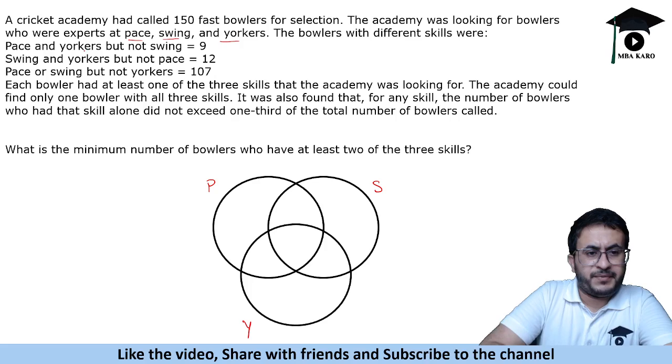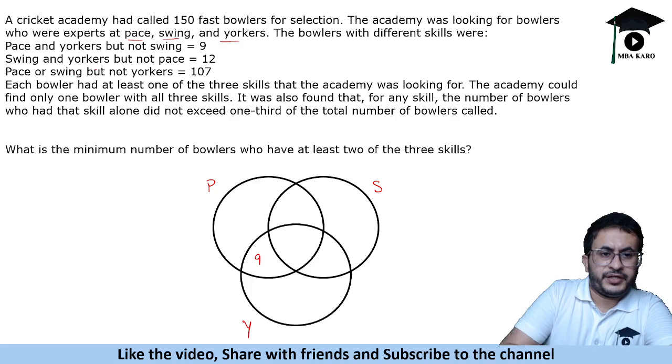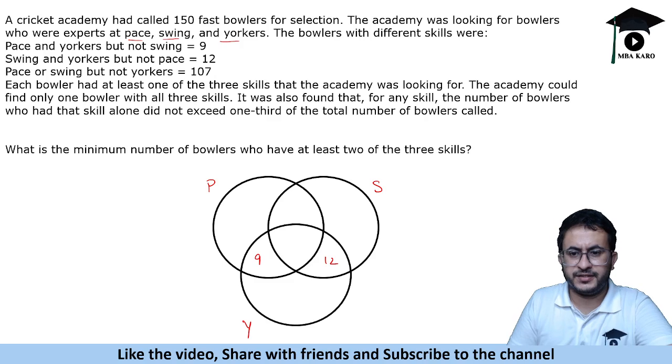It says pace and Yorker but not swing is 9. Swing and Yorker but not pace is 12. Right, so those are the values given.